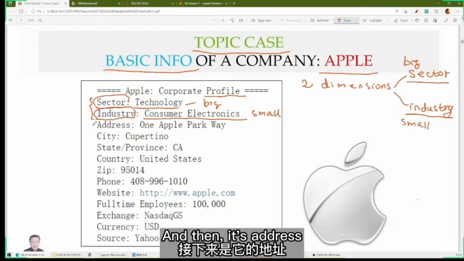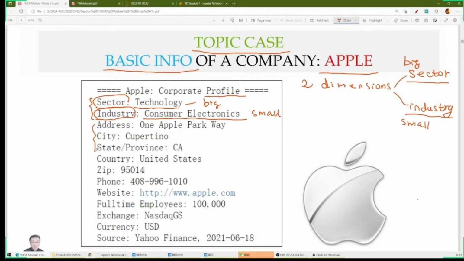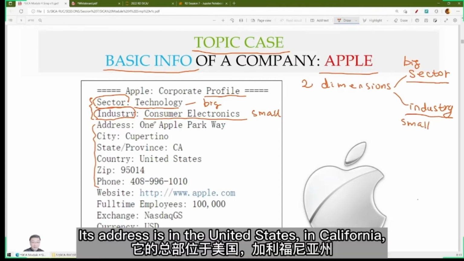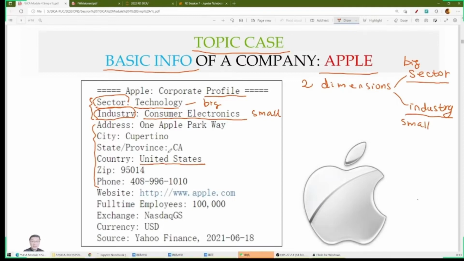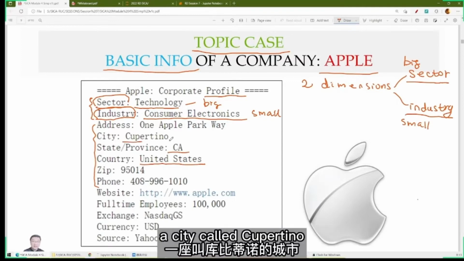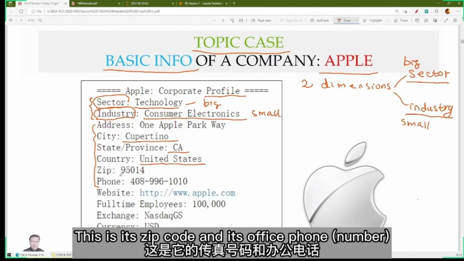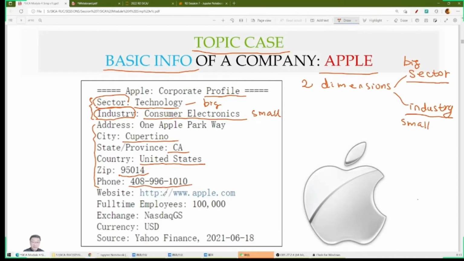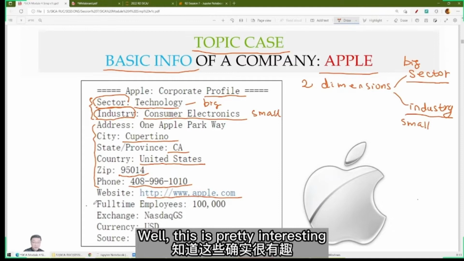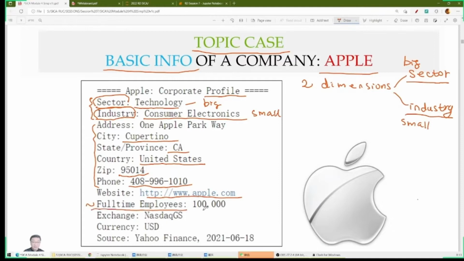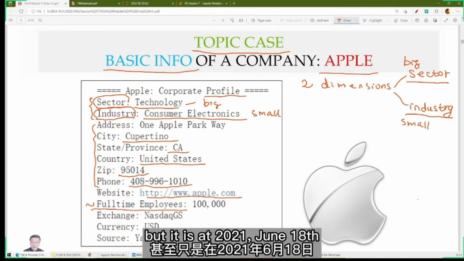And then its address. Its address is in the United States, in California, a city called Cupertino. This is its zip code and its office phone. This is its website. Well, this is pretty interesting. Its full-time employees are more than 100,000, as of June 18, 2021.